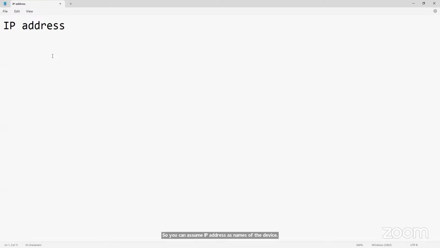Okay. So in IP address, we have two things. One is IP version 4, and IP version 6. I'm not going to go deep into that, because first I have to introduce what is an IP address.